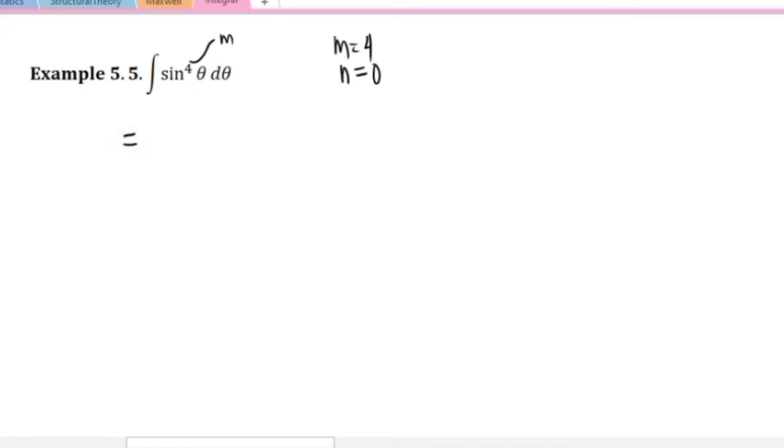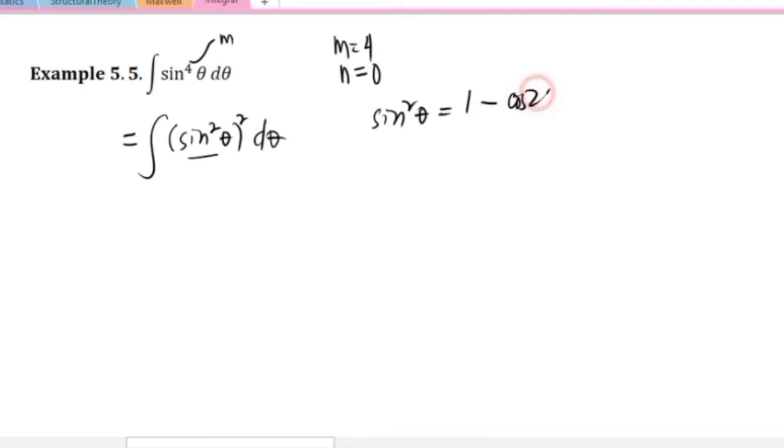We have integral of sine to the 4th. So we can express this as sine squared theta raised to 2 d theta. And the sine squared here ay papalitan natin ng power reducing formula. We have the sine squared theta is equal to 1 minus cosine 2 theta over 2. So pareho lang yun siya, no? Sa 1/2 times 1 minus cosine 2 theta yung ginamit natin sa previous na example natin.